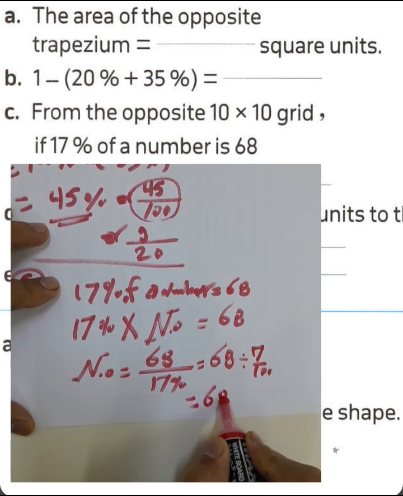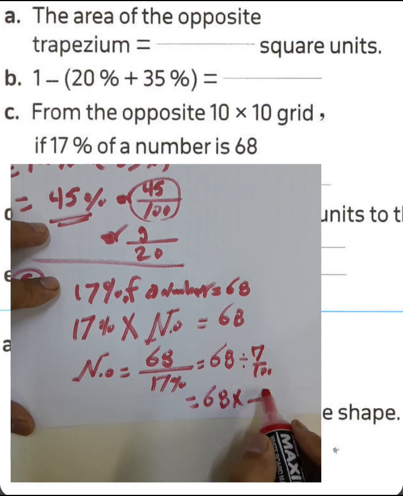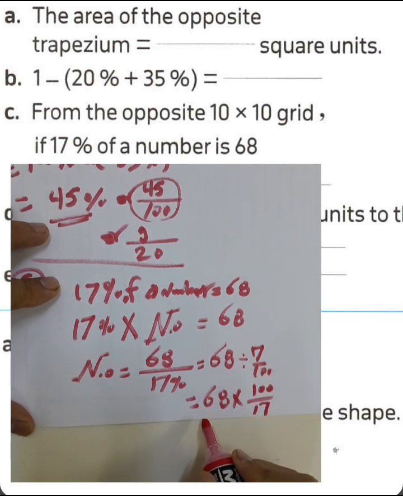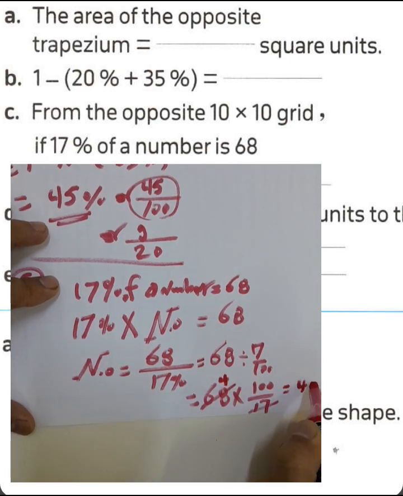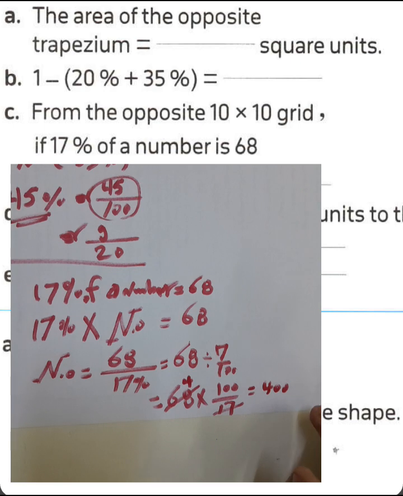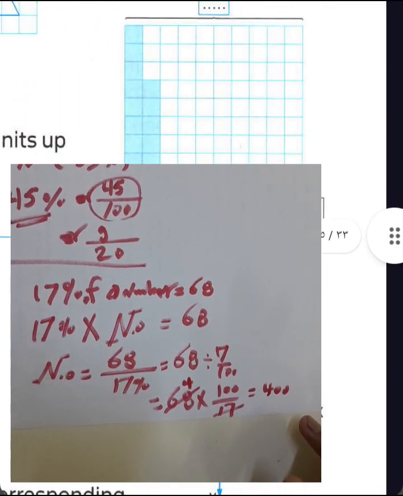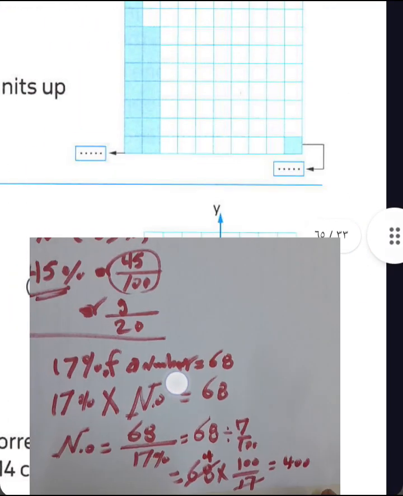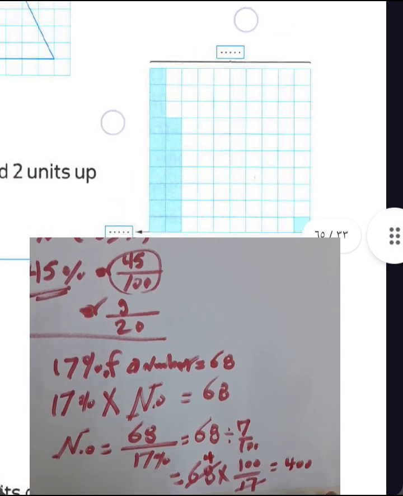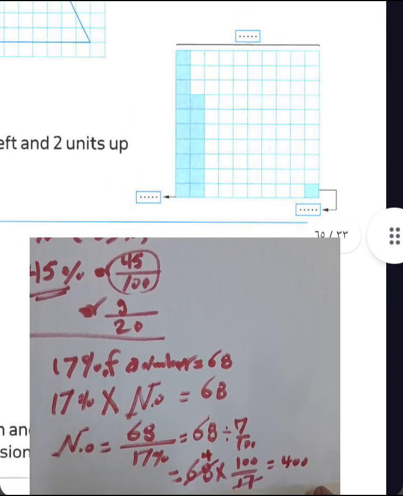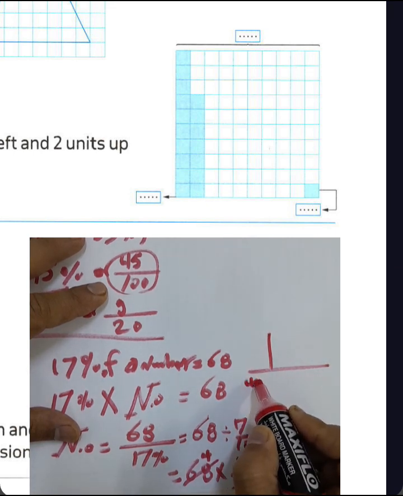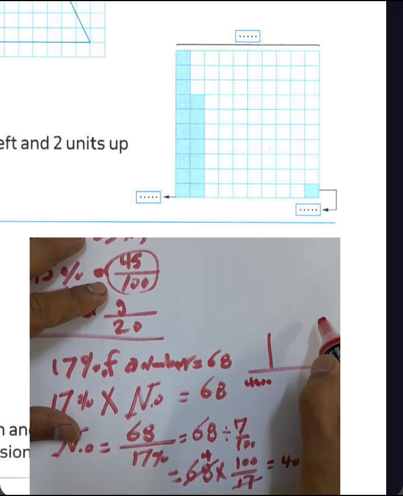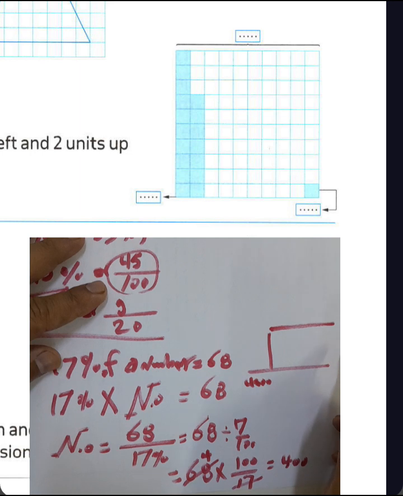And we can write 68 times, convert, write 100 over 17. 68 divided by 17, it will be 4. 4 times 100, it will be 400. Then the result here will be 400. Okay, it's a grid here. Then the result will be 400 right here in this place. We have 400, and it was the total number.